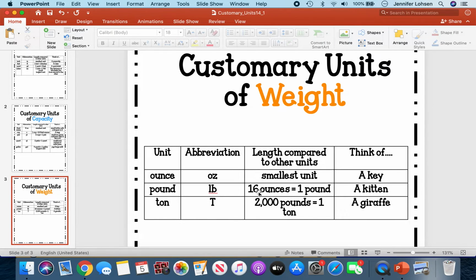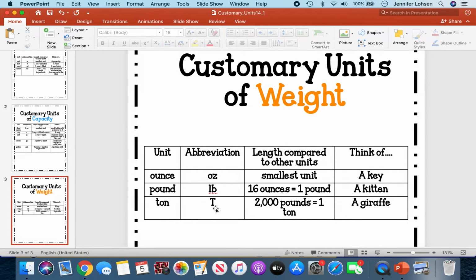Just for reference, it takes 16 ounces to equal the weight of 1 pound. So if I wanted to balance out 1 pound, I would have to have 16 keys on that pan balance. We want you guys to think of a kitten as a reference for this. Then we go to the largest customary unit of weight, which is the ton.